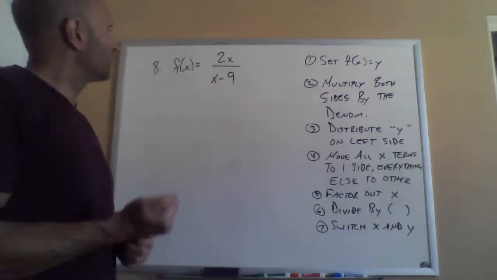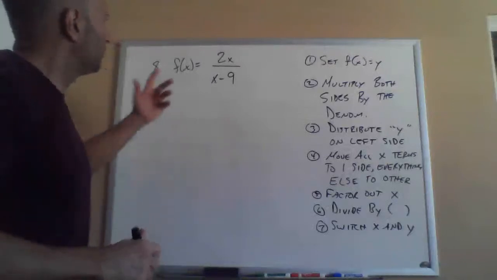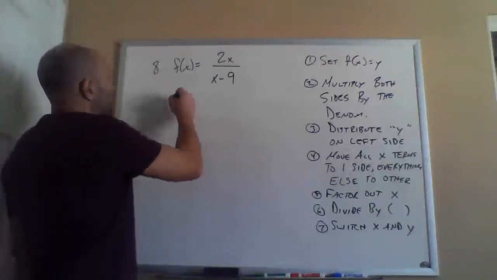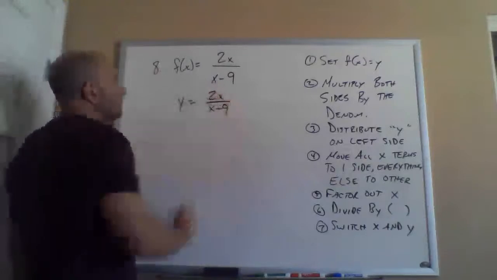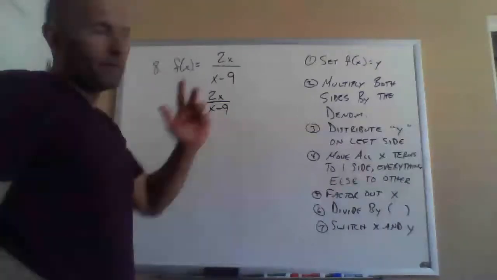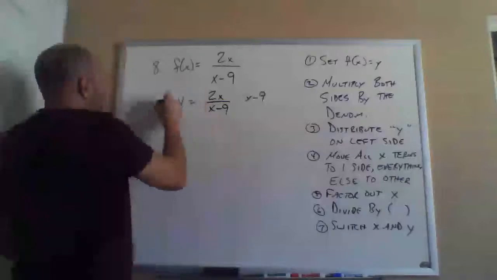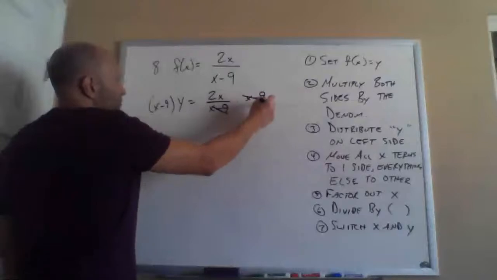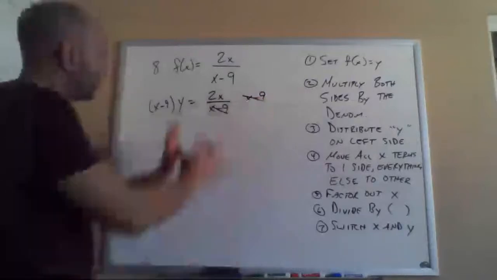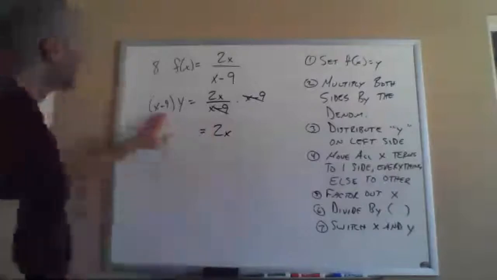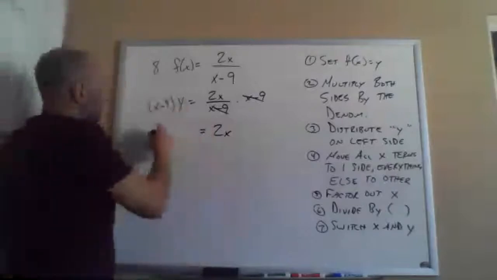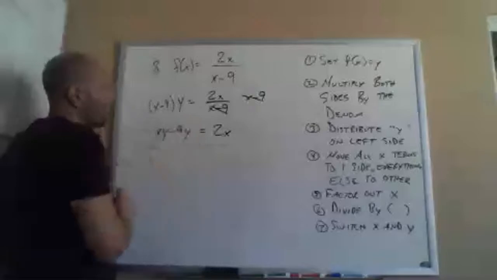All right, so let's go ahead and work this one. So we do what? First we substitute in a y. Next step, multiply both sides by the denominator, the x minus 9. So it should always cancel out on the right side. All you should be left with is whatever was in the numerator. Distribute our y. So we have x minus 9y.